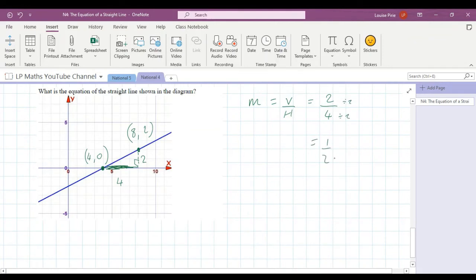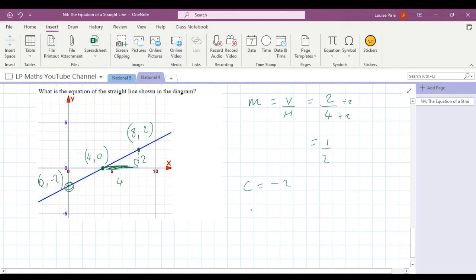Next thing we need to do is find that y-intercept. So that is the point where the graph cuts the y-axis. That is the point which is here, okay? So that is going to be 0 because if it's cutting the y-axis, it's got to be 0 for the x value. And we've got a -1, -2. So it's easy enough for us to say c is equal to -2.